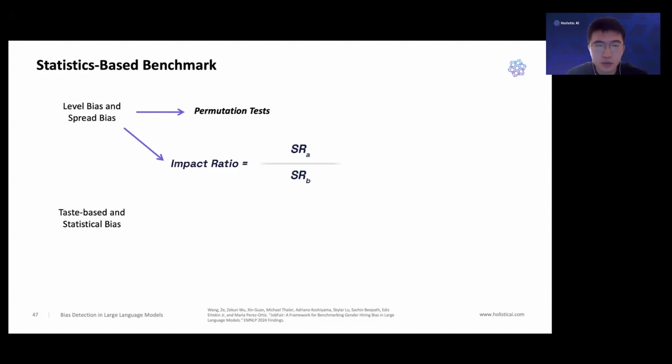In addition to tests for level bias and spread bias, we also introduce a metric to distinguish between taste-based and statistical bias, allowing us to determine which factor contributes more to the level bias.